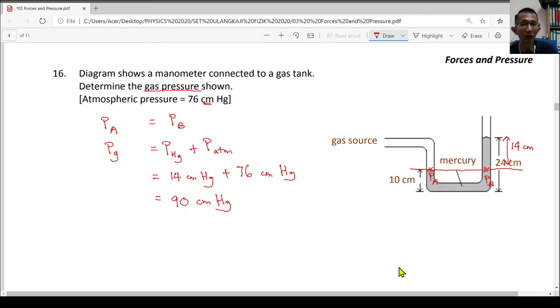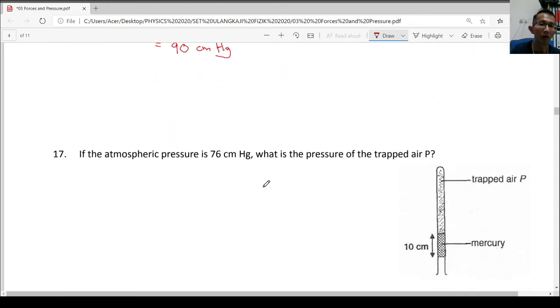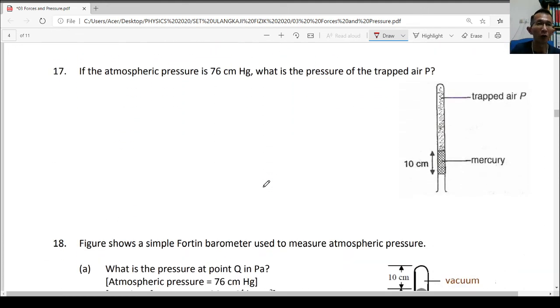So try to understand how we go about solving the problem. The same strategy: determine the lowest boundary between the two fluids, all right? And then at these two points here, the pressure must be the same. Okay, let's move on. We want to do question 17.